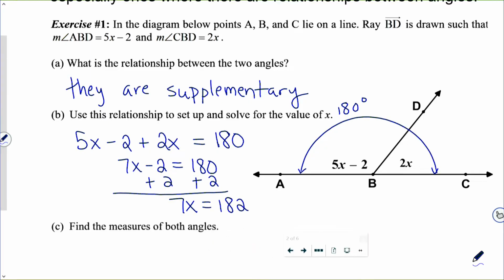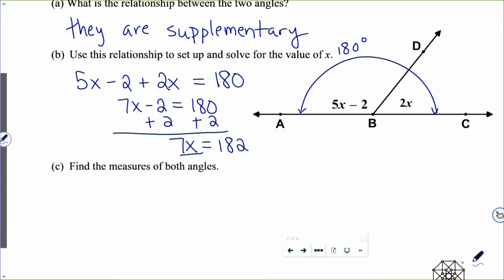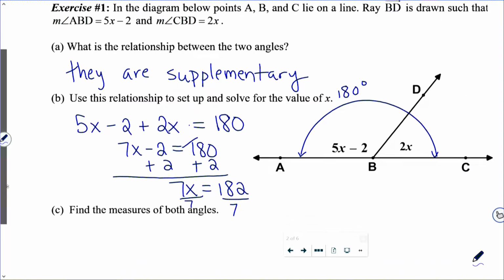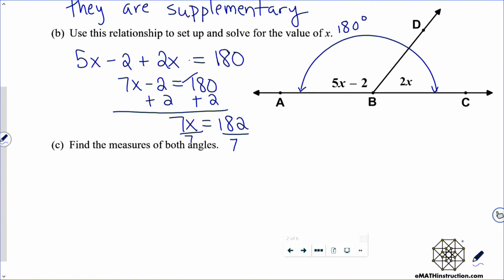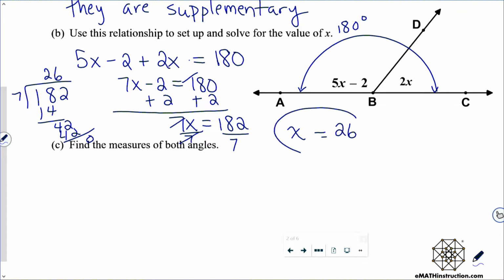Then I'm going to run out of room, so I'm going to come up here. I'm going to get my little division by 7 in here. That's a little bit tricky, and then my board's going to kind of go crazy on me. There we go. Maybe I have to come over here and do 182 divided by 7, and that's going to be 2, 14, 42, 6, 42, 0. So it looks like x is 26.